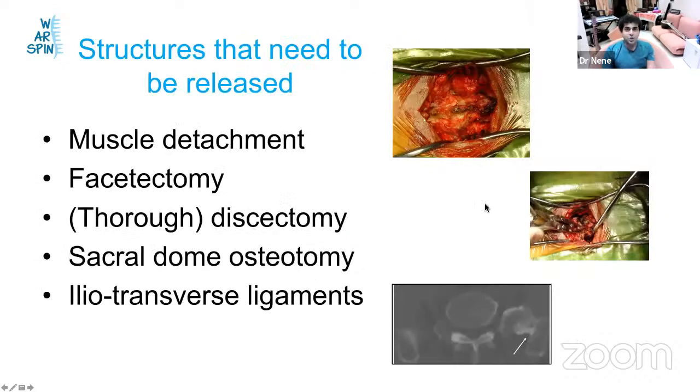So the verdict is that you should try to give that position. Now, remember that these are the structures that you need to release. Just like in any other deformity, a high-grade spondy is a deformity. It's not a degenerative case, remember.